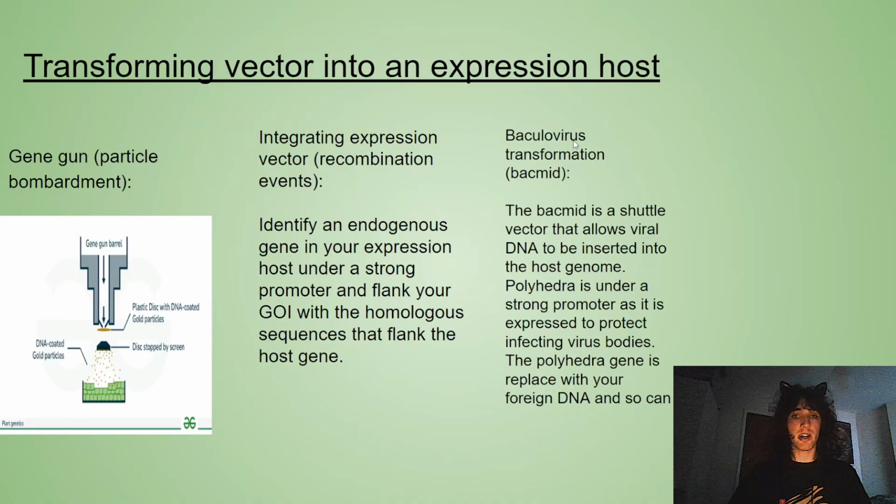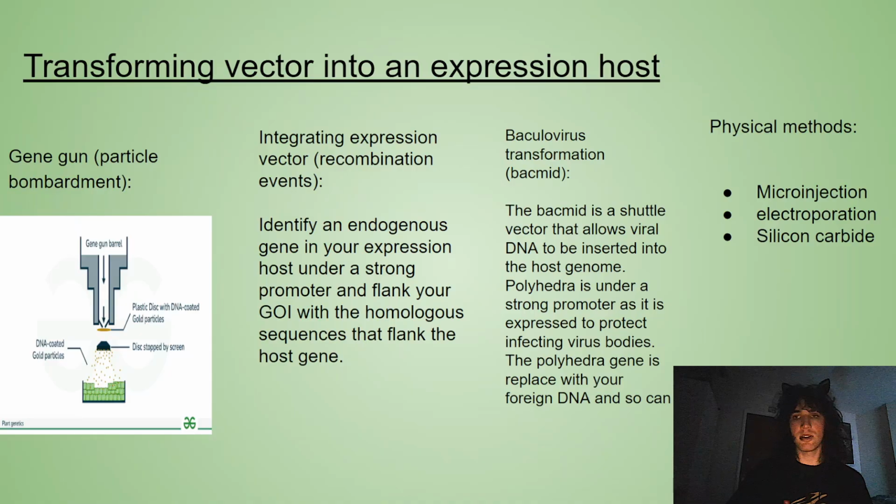You can have baculovirus transformation, where the BACMID is a shuttle vector that allows viral DNA to be inserted into the host genome, right? Because they express this thing called polyhedra, which is needed to protect the viruses that are expanding in the host that are being made. So instead of this polyhedra gene, which is on a strong promoter, you just insert your gene of interest into that via recombination. And physical methods, you can just inject your expression vector into there.